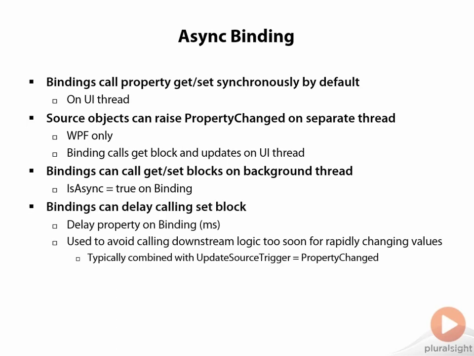Another form of async the binding supports is setting a delay on when the binding can call the set block. So this is only for two-way data binding scenarios, and it's basically there to act as a buffer to make sure that you're not sending new values down to the source object too often. The Delay property is specified in milliseconds, and it's basically how long the binding will wait before it attempts to set the property on the source object, even if the target property is rapidly changing.